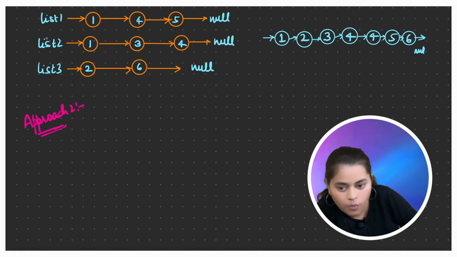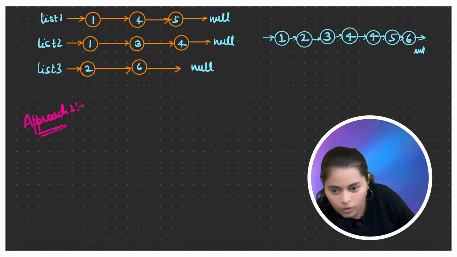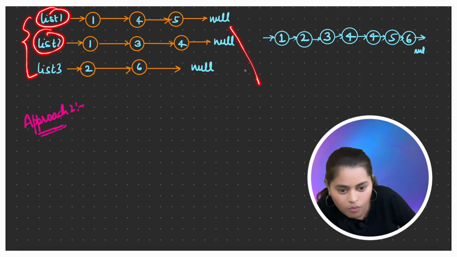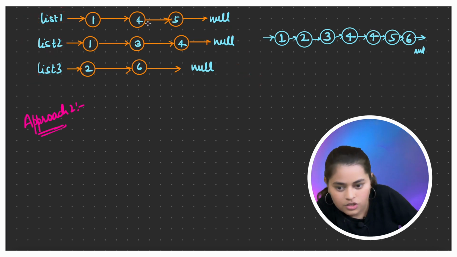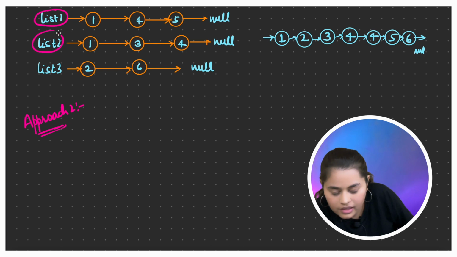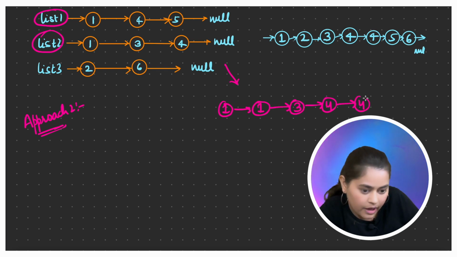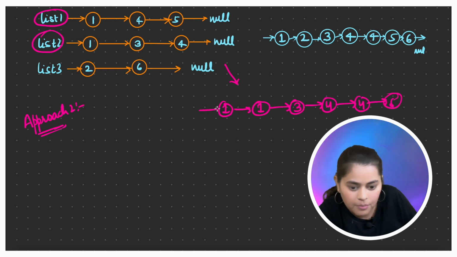So now what we can do is keep on combining two lists. How? We have three lists. First we'll combine list 1 and list 2 and form one new list. We'll combine list 1 and list 2 and the new list will be 1, 1, 4 and 5. So this will be our combined list.